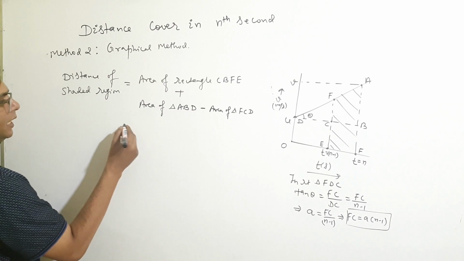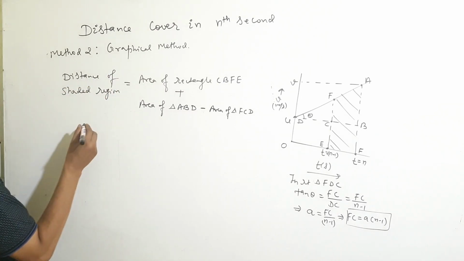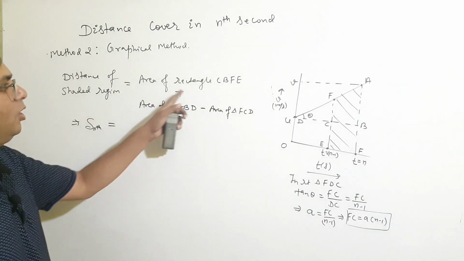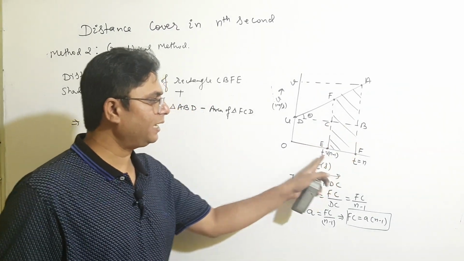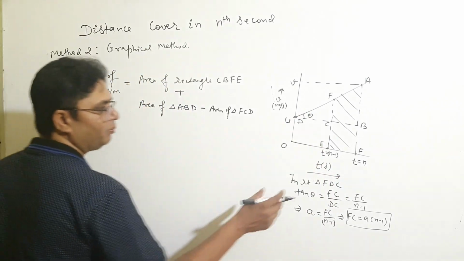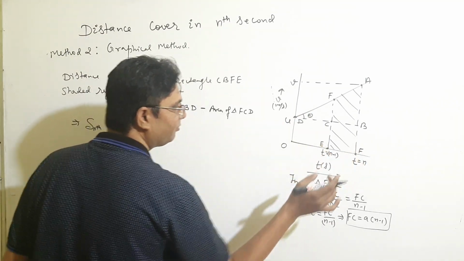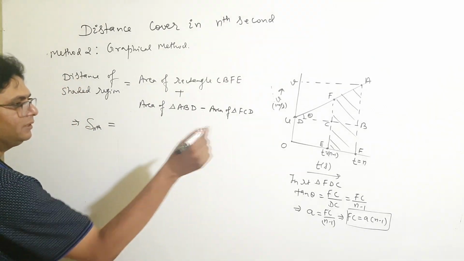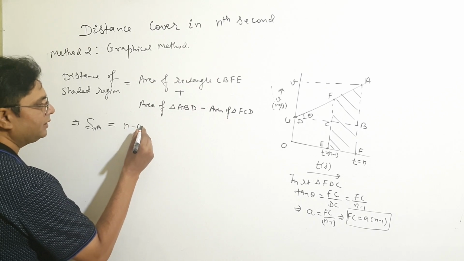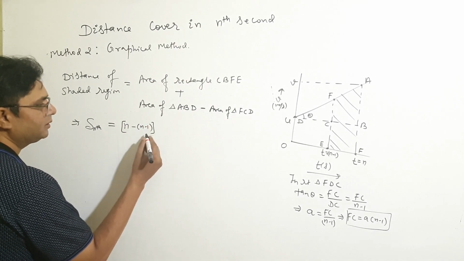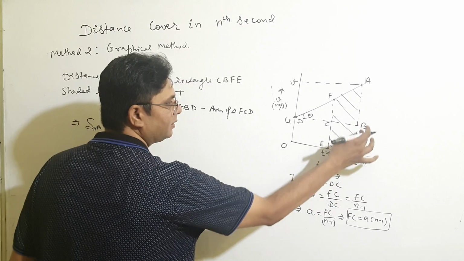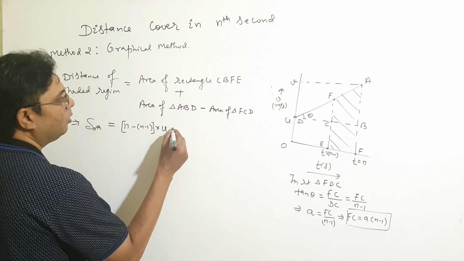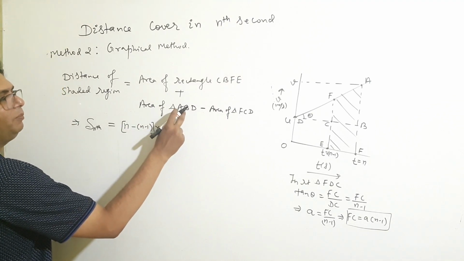Now on this side, distance of the shaded region is said to be S nth distance. Here the area of rectangle is base into height. So the base is EF and EF is distance 1. EF is distance n minus 1. This is base and height is this BF, which is u, plus area of triangle ABD.